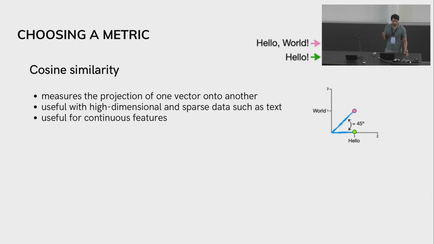Anyway, I've been talking about similarity, but similarity means choosing a metric. And here we are going to use cosine similarity because it's very good with high-dimensional sparse data, such as text. And it basically means that, for instance, if you have a document in pink, which is hello world, and you have a second document in green, which only says hello, then you can draw a point here in the counts space for the pink document or for the green document, and you only care about the projection of one onto the other. And this is very useful for continuous features also.